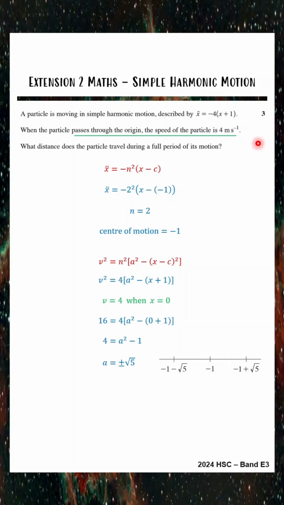So to answer the question, pick up our 3 marks. To find the distance traveled in one full period, it's kind of like we're starting up here, we're going all the way down the bottom, and then back up the top. So we're doing root 5, 1, 2, 3, 4 times, and that's how we get our answer. We're just going to do 4 times root 5, and 4 root 5 was the 3-mark answer for this E3 question.